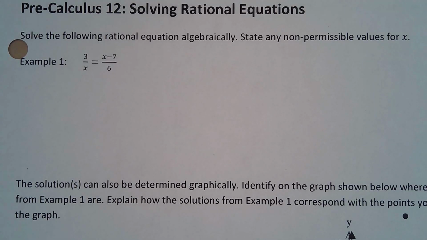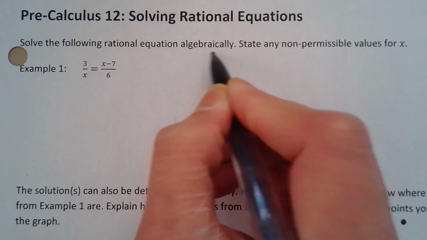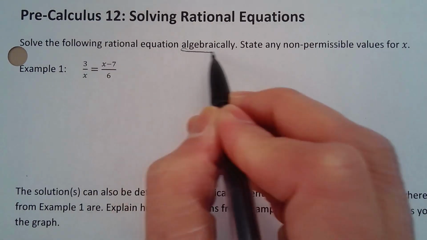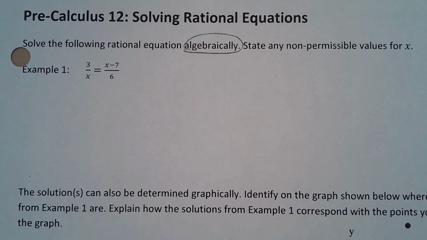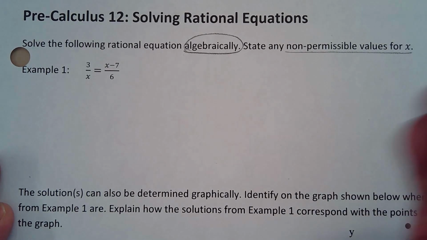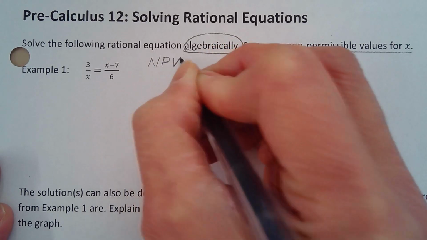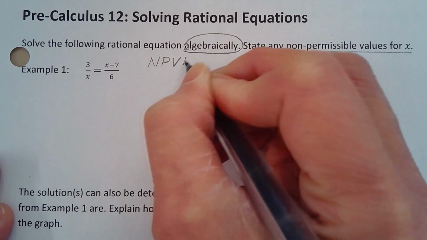Okay, so let's get started here. Well, this one here has a denominator x. So the non-permissible value is any value of x that will make the denominator 0. So that gives us x equals 0. This denominator 6 will never be 0, so there's no non-permissible value here.